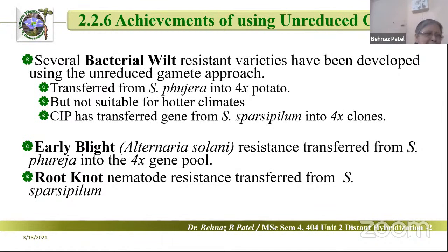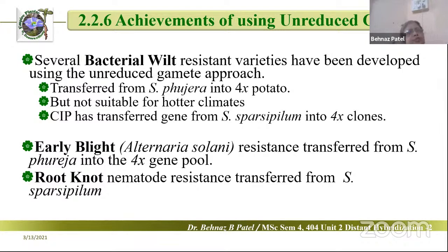So anyway, there have been various of these diseases which have been overcome through the use of unreduced gametes, because we have been able to hybridize and bring about integration of these particular genes from the wild ones. The wild ones, of course, are highly resistant to diseases and pests. So the bacterial wilt of potato also, we have been able to overcome that by the transfer from Solanum fugera.